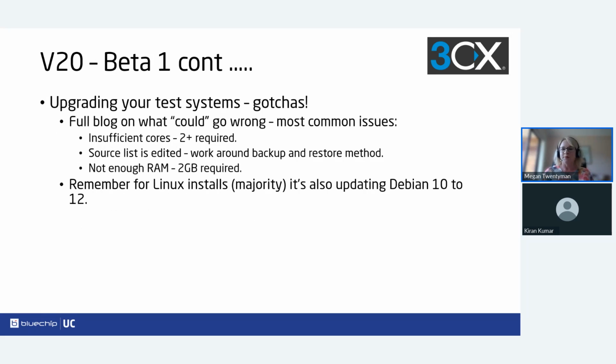Okay, so there is a full blog, as I mentioned, on the gotchas. So the common things are exactly that: not meeting those system specifications, the source list has been edited, not enough RAM. Those are the common things that are happening.